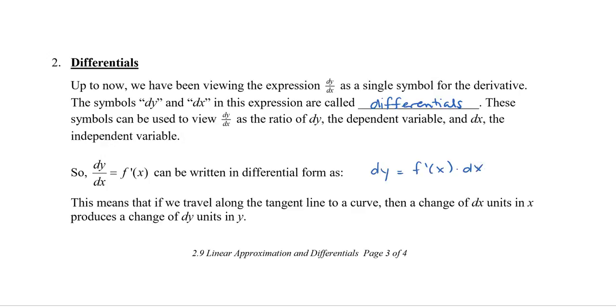This means that if we travel along the tangent line to a curve, then a change of dx units in x produces a change of dy units in y. So what does this mean? We need to take a look at the graph so you can understand how this all fits together.